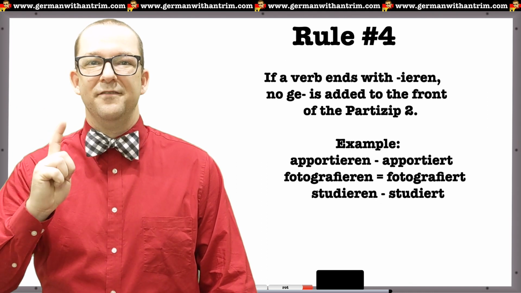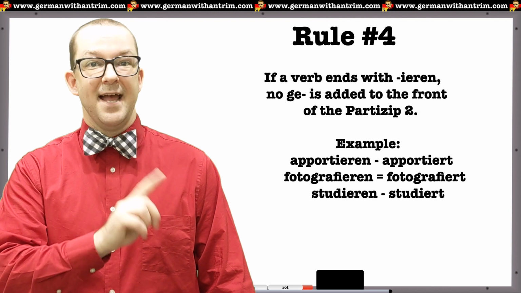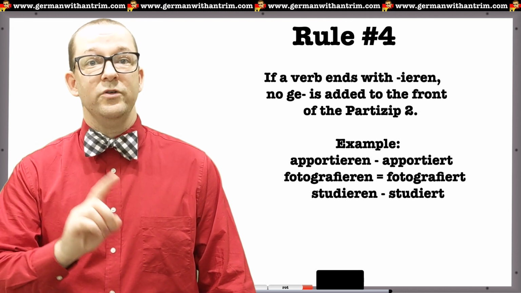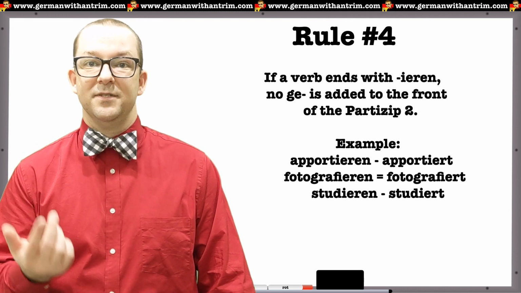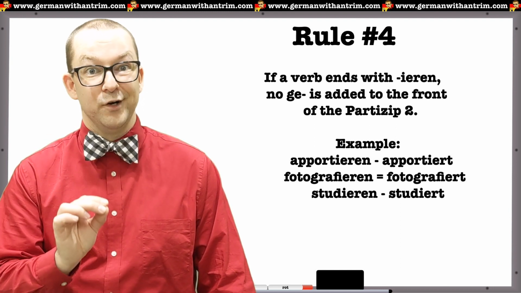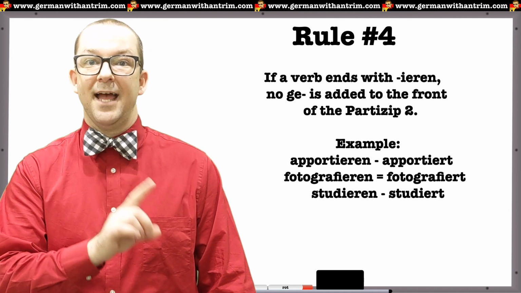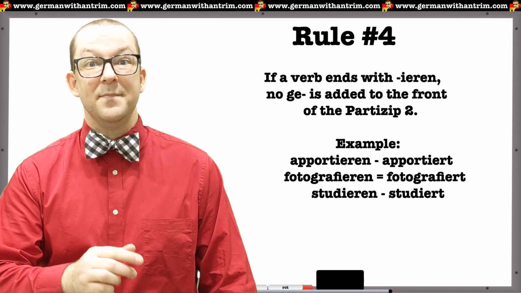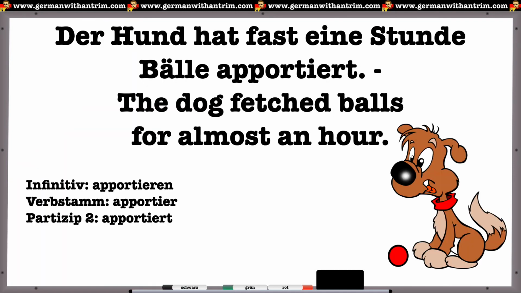Rule number 4. If a verb ends with -ieren, there is no ge- added to the front of the Partizip zwei. Fun fact, every single one of these, and I do mean every verb that ends with -ieren, is regular every time in every tense. Infinitiv apportieren, Verbstamm apportier, Partizip zwei apportiert. Der Hund hat fast eine Stunde Bälle apportiert. The dog fetched balls for almost an hour.